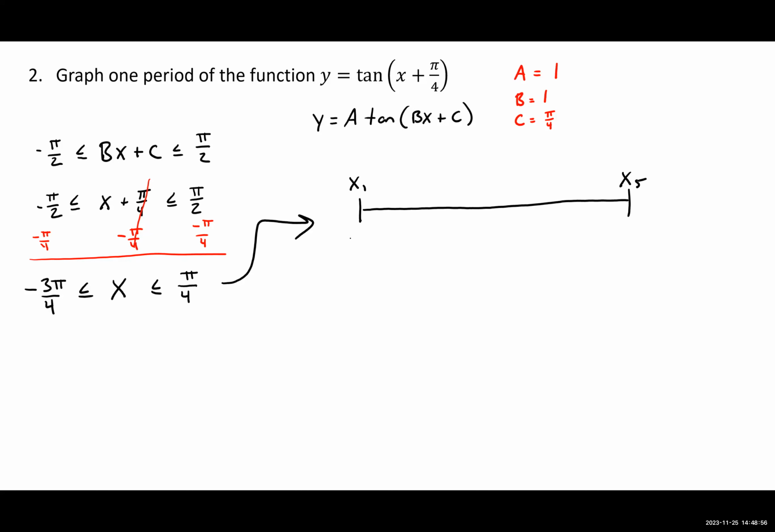Right, so x1, the beginning of the period, is negative 3 pi over 4, and then x5, the end of the period, is going to be positive pi over 4. And what's halfway between them? Well, that's the average. You add them up and divide by 2, or by whatever method you like to find the halfway point. That will be negative 1 pi over 4.